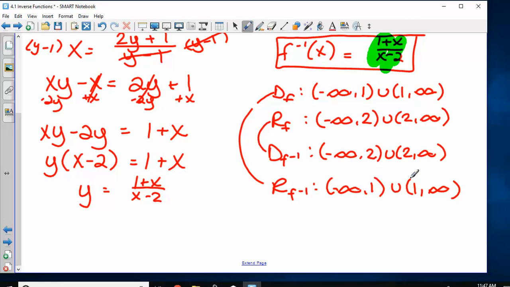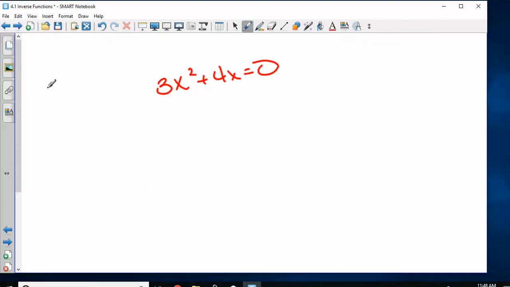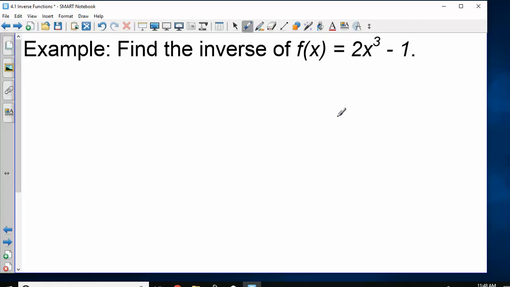Questions on that? I want you to try the next example on your own, and then for the final example I think I'm going to make a switch, and we'll look at that one together. So try this one. You don't have to do domain and range on this one, just find the inverse.